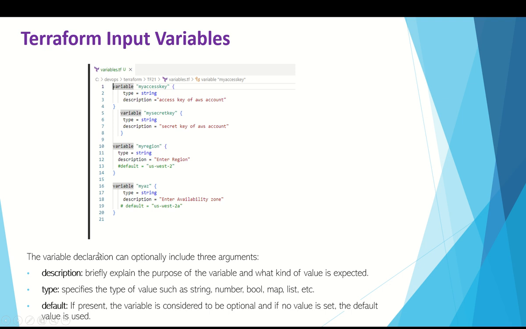The variable declaration can optionally include three arguments as mentioned below: description, type, and default. This is what we are talking about. We need to declare the variable name and type. We'll discuss how many types of variables we have in upcoming videos, and description is to understand what the variable is being declared for.